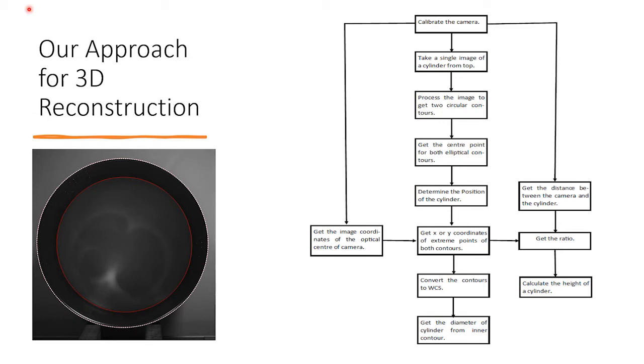After extracting the edges, we also need to find coordinates of the center point of these two contours to determine the position of the cylinder. According to the position of the cylinder, we get coordinates of extreme points of both contours. Extreme points meaning these points for horizontal direction and these points for vertical direction. Using the extreme points, the optical center of the camera and the distance between the camera and the cylinder, we can calculate the diameter and height of the cylinder.